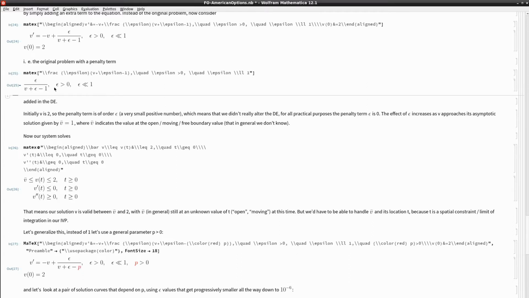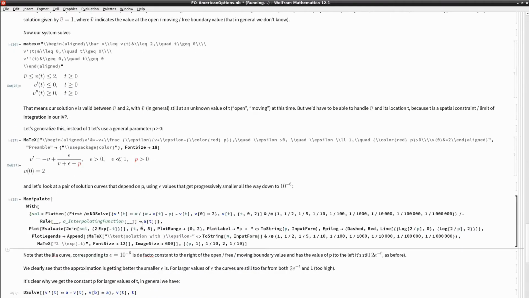Here you see we had a minus 1. This is the only change, right? Instead of minus 1, I'm subtracting p, and p has to be larger than 0. That's the only change I made. I just replaced the 1 with a p. Nothing else is changing here.